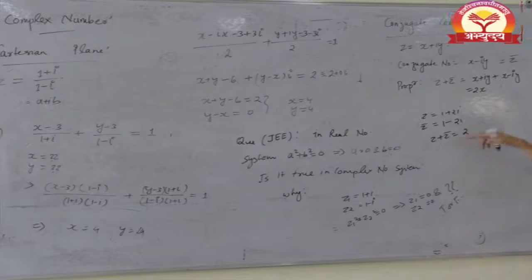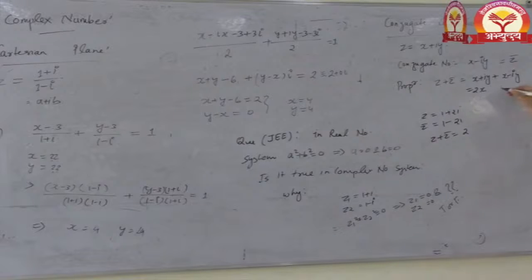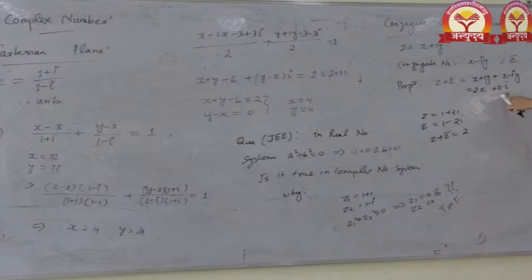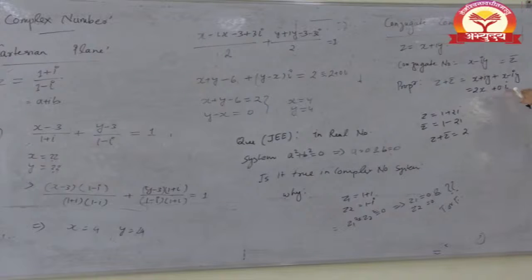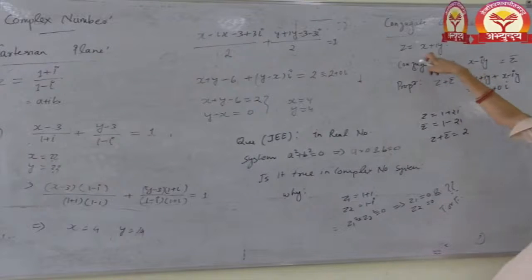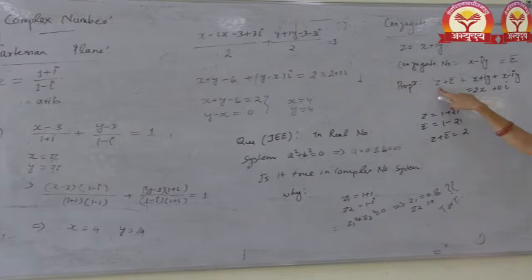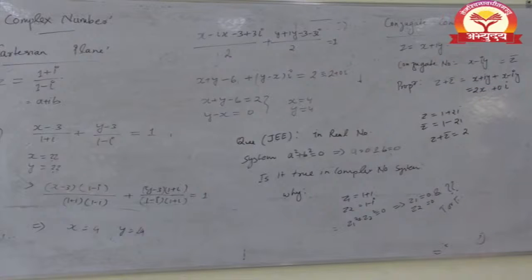That means imaginary part हमेशा ही वहां से गायब हो जाएगा. Imaginary part is always be represent like 0 into I only. So that means this one is a property of a conjugate number. Sum of conjugate number with the original number you will always get a real number only. ठीक है?